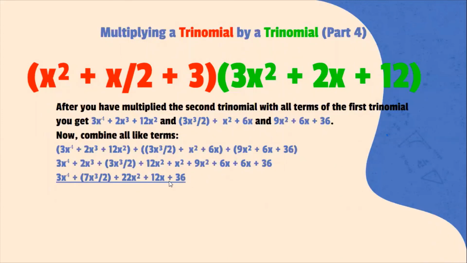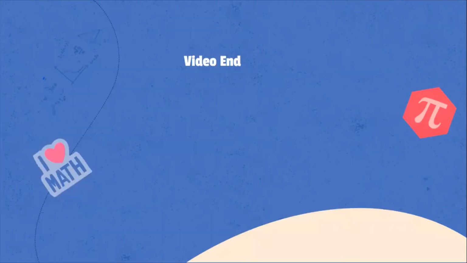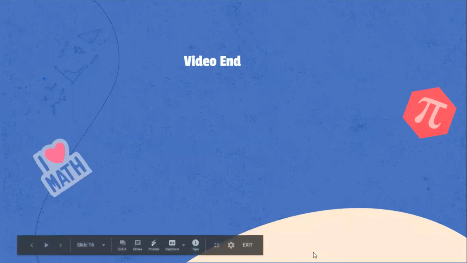So our final answer would be 3x to the power 4 plus 7x cubed over 2 plus 22x squared plus 12x plus 36. And that is how you learn how to multiply by polynomials.